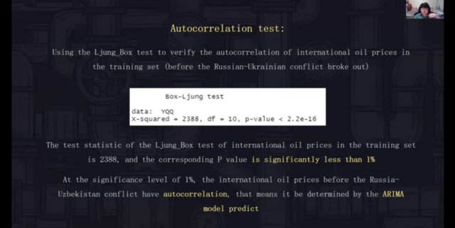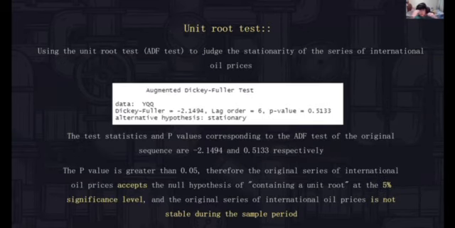And then we use the unit root test. We're using the unit root test to judge the stationarity of the series. The first one is the ADF test of the original series of international oil price. According to the unit root test results of the above table, we can see that the test statistic and p-value corresponding to the ADF test of the original series are -2.1494 and 0.5133 respectively.